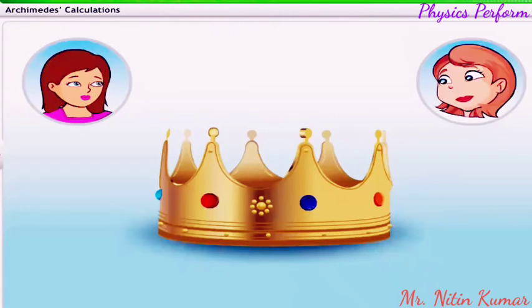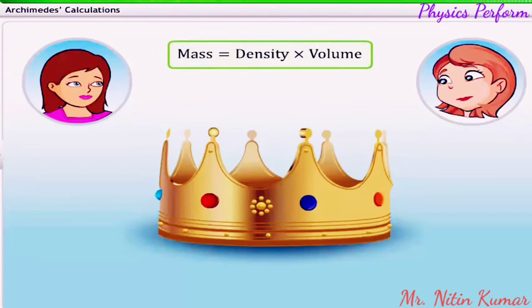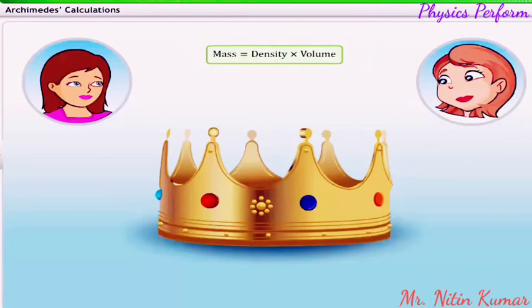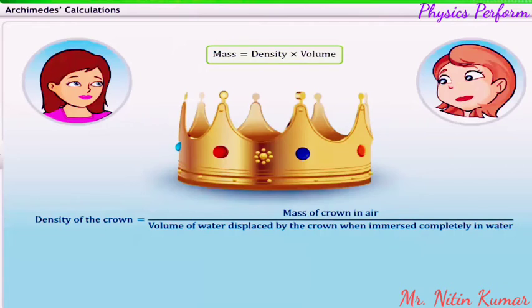So, once Archimedes had determined the volume of the crown, he could find out whether or not it was made of pure gold. That's right. Remember, mass of an object is a product of density and volume. So, knowing the density of gold and the volume of the crown, Archimedes could perform the necessary calculations to solve the problem.